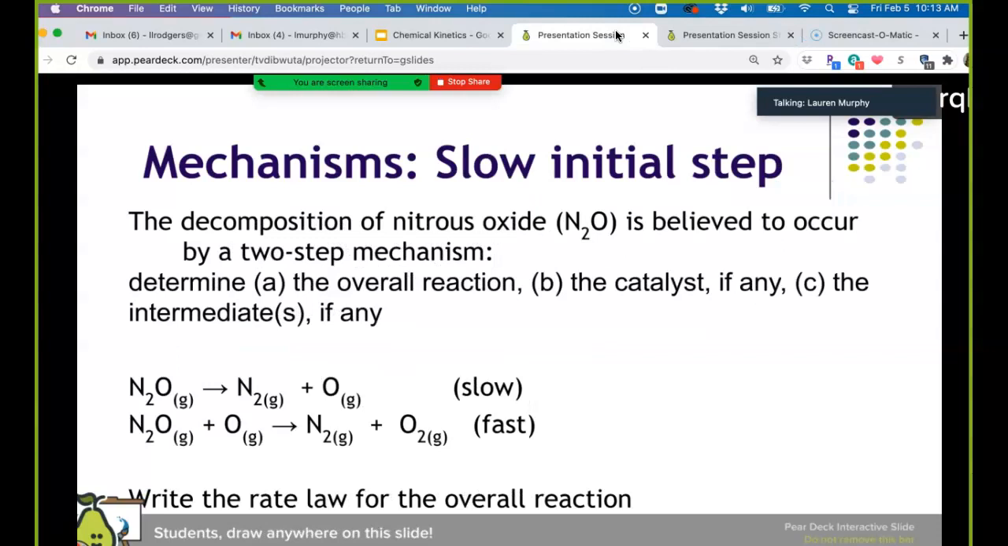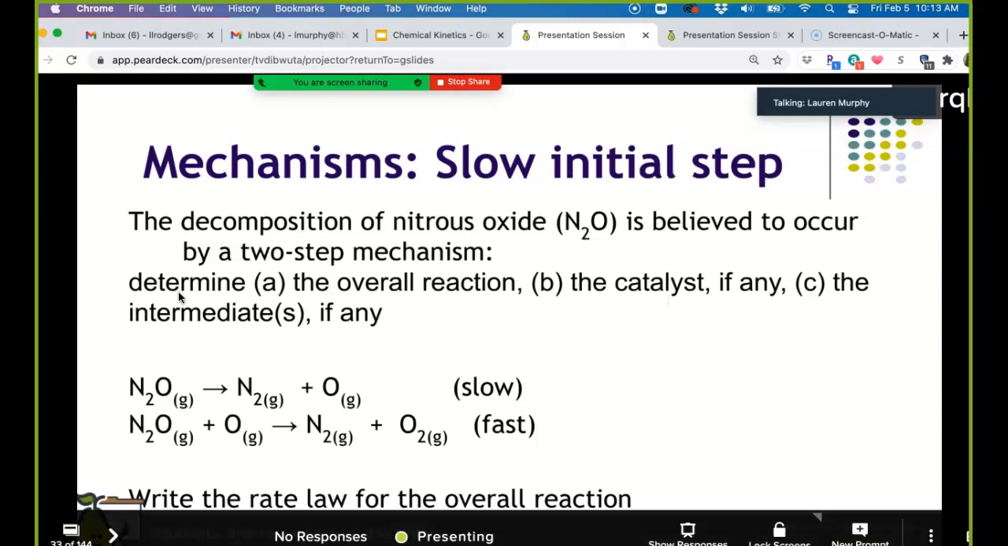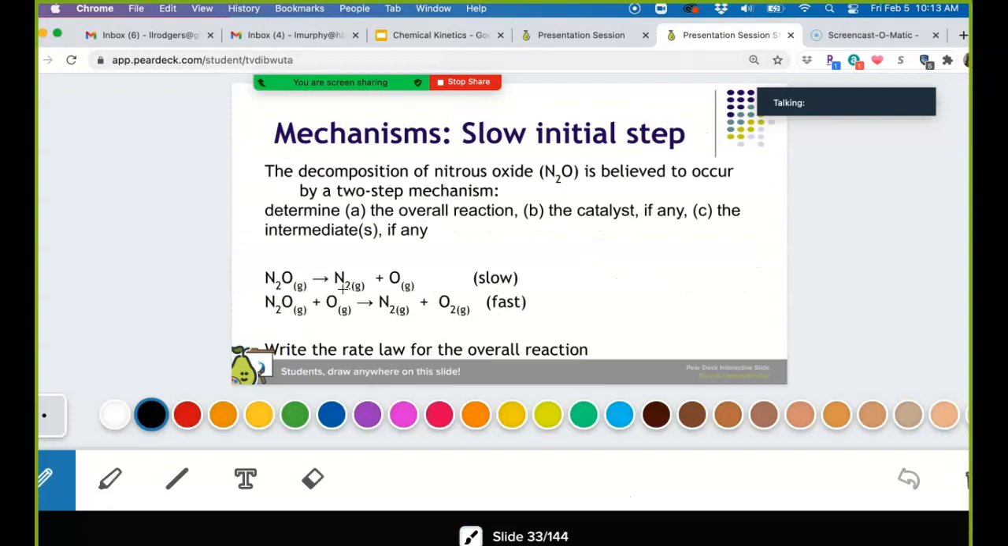All right. So let's do another one. Let's determine the overall reaction, if there is a catalyst and if there is an intermediate. So let's see. Okay, so this is what I got. 2N2O makes 2N2 and O2. And notice it still balances: 4 nitrogens, 2 oxygens, 2 oxygens.